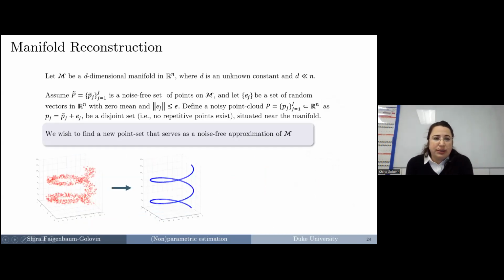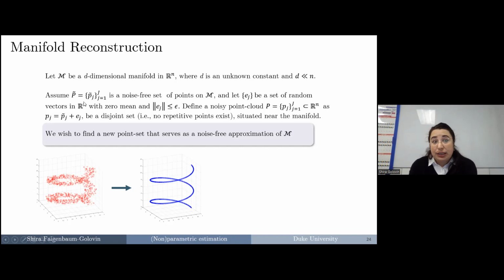So the input parameters are the following. We have some manifold M that was sitting in d-dimensional space, but it was embedded into R^n, as we saw, with some unknown function. And we do not know what the intrinsic dimension is, but we only know that it's much smaller than the dimension that we observe.